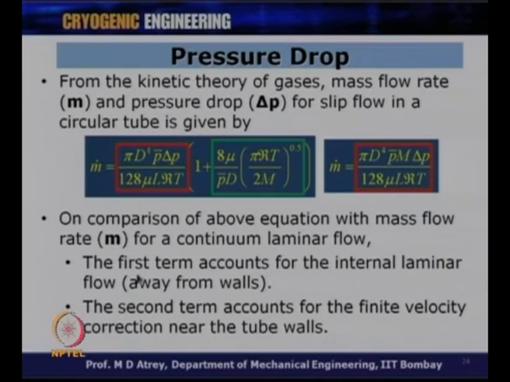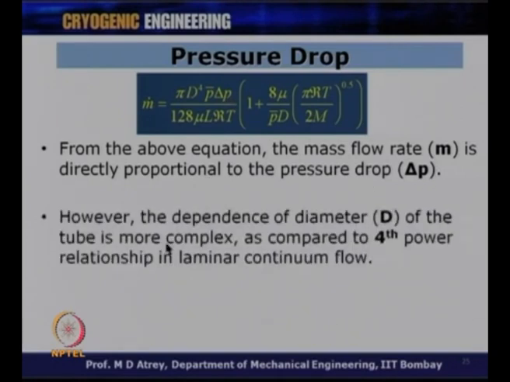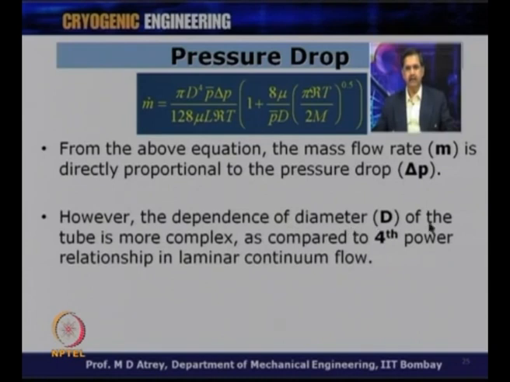This will make the matter a little complicated, because in the earlier case, mass flow rate was directly proportional to d to the power 4. In this case, however, we got a d to the power 4 here, and a d in the denominator over here, and therefore, the relationship between the mass flow rate and the diameter is not so clear. However, m dot is still directly proportional to delta P. From the above equation, the mass flow rate m dot is directly proportional to the pressure drop, delta P. However, the dependence on the diameter d of the tube is more complex as compared to the fourth power relationship in laminar continuum flow.